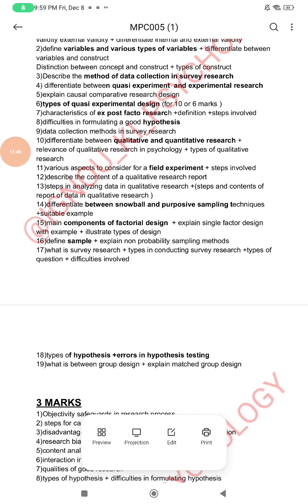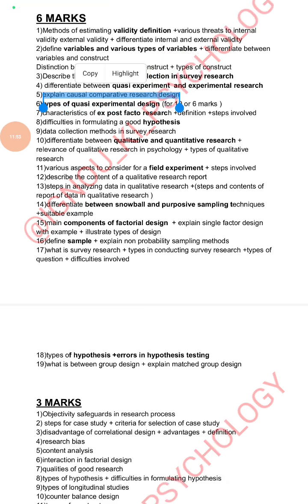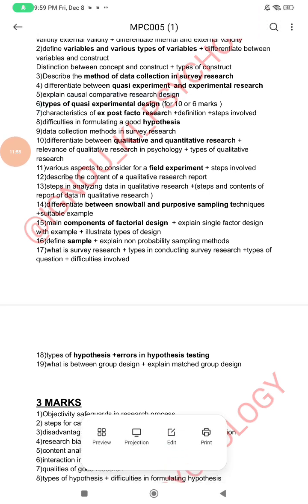Then question number 5, explain the causal comparative research design. Basically, it is a research design that seeks to find the relation between independent and dependent variables. So this you have to explain in the causal comparative research design.